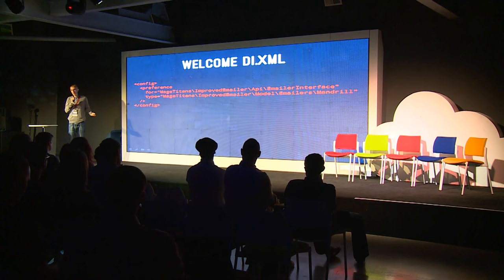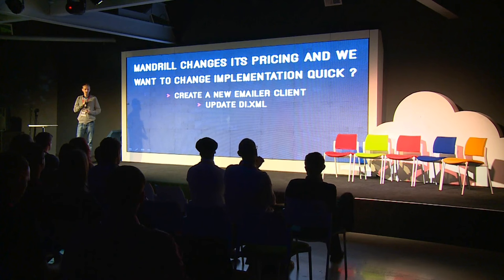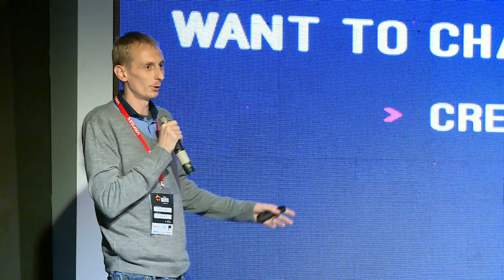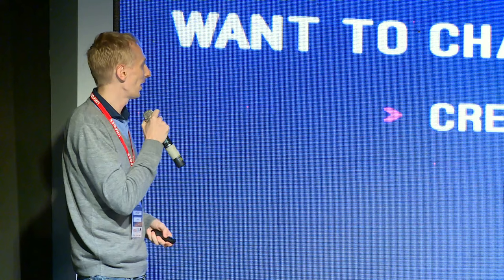But then all hell breaks loose, and Kaelin, who's famous on the internet, throws a hissy fit on Twitter. It was a well-justified hissy fit. But Mandrill decided to change their pricing, and all of a sudden, we can't use Mandrill anymore. So our boss says to us, quick, get SendGrid on there. Normally, we'd all be panicking because we have to copy and paste in our code. We have to find all the instances of Mandrill, make sure we replace them with new instances of a class. By actually implementing it this way, we can create a new emailer client, modify the one line in our di.xml, and instantly our application has changed from using Mandrill to SendGrid or a PHP implementation.